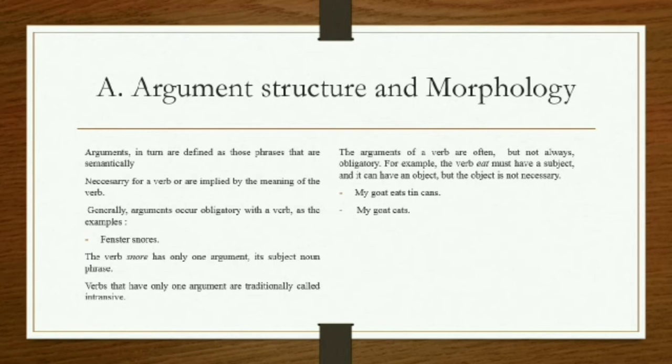The arguments of a verb are often, but not always, obligatory. For example, the verb eat must have a subject, and it can have an object, but the object is not necessary. For example, my goat eats tin cans. My goat eats.